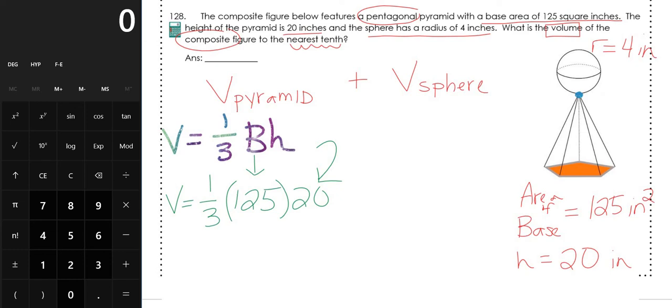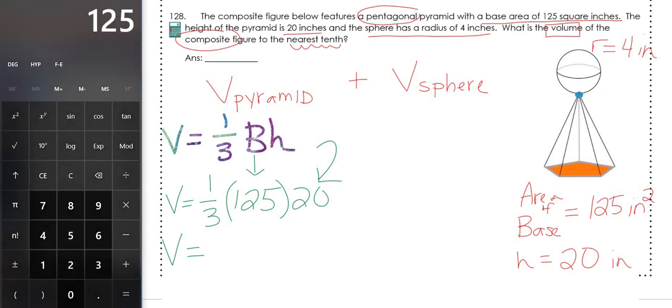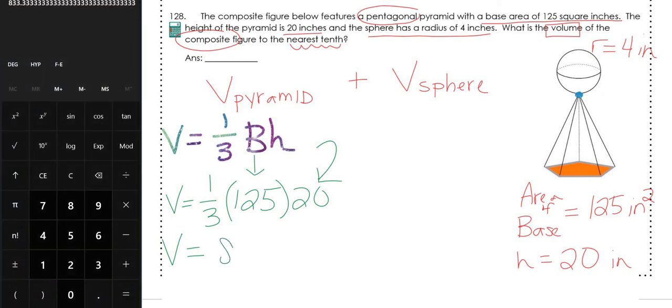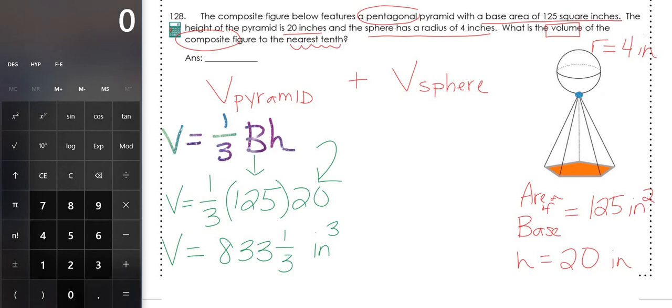So I'm just going to multiply these things together, and I'm going to get the volume of my pyramid. V equals, I start with the big B, 125, times 20, divided by 3. So 833.3 repeating. So 833 and 1/3, that's 0.3 repeating, inches cubed.